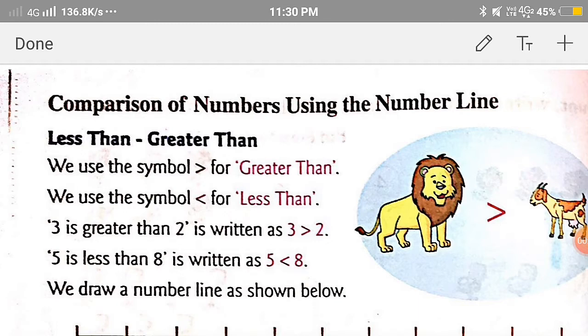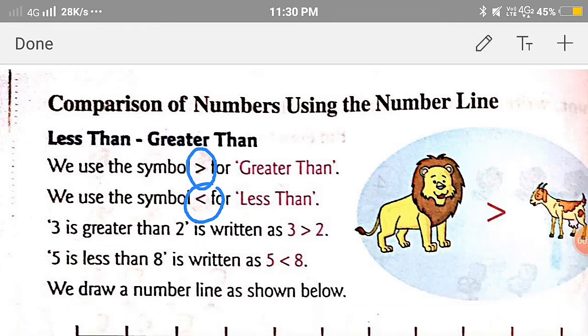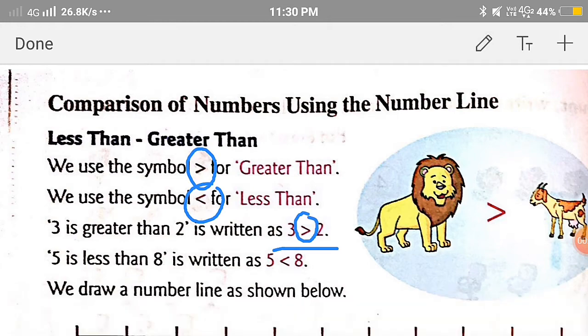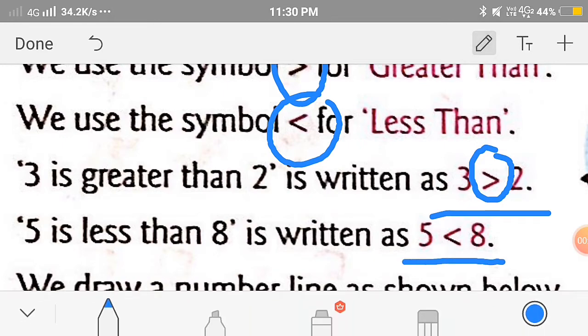We already know that the symbol for greater than is this and the symbol of less than is this. So when we say that 3 is greater than 2, we write it as this and we use the symbol greater than. And when we say that 5 is less than 8, we write it as like this and we use the symbol less than.